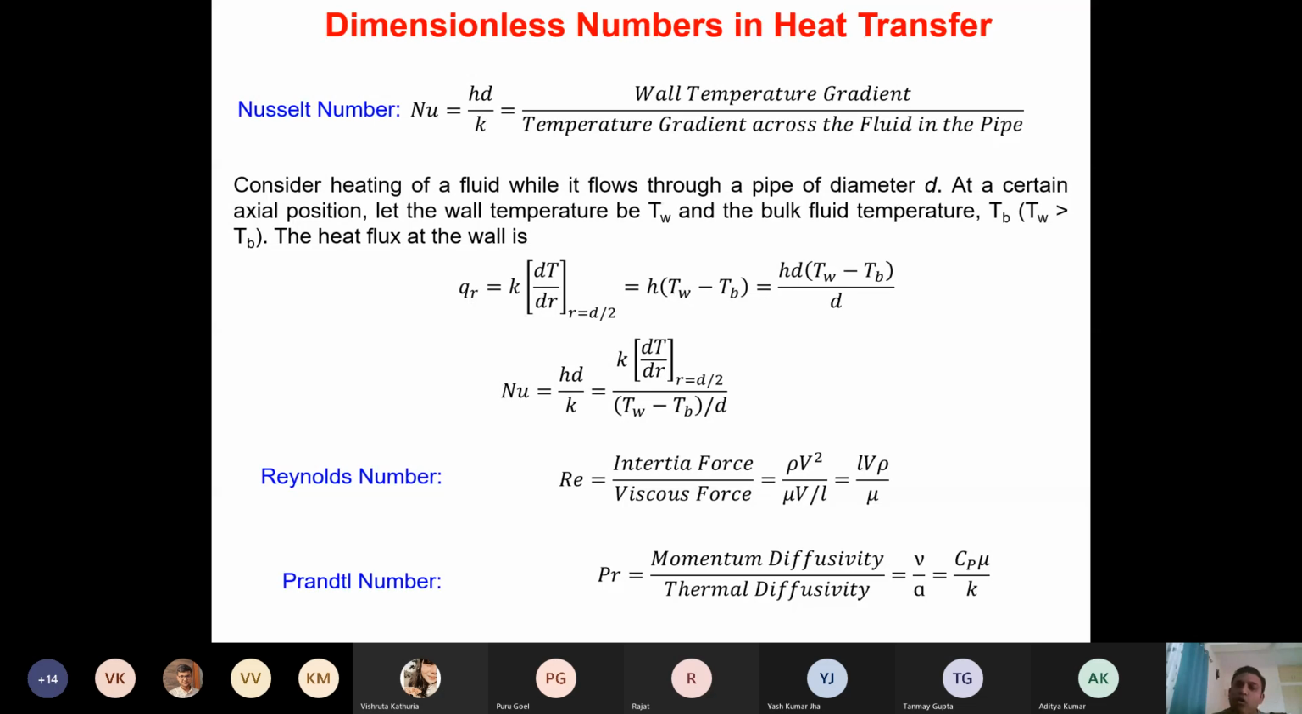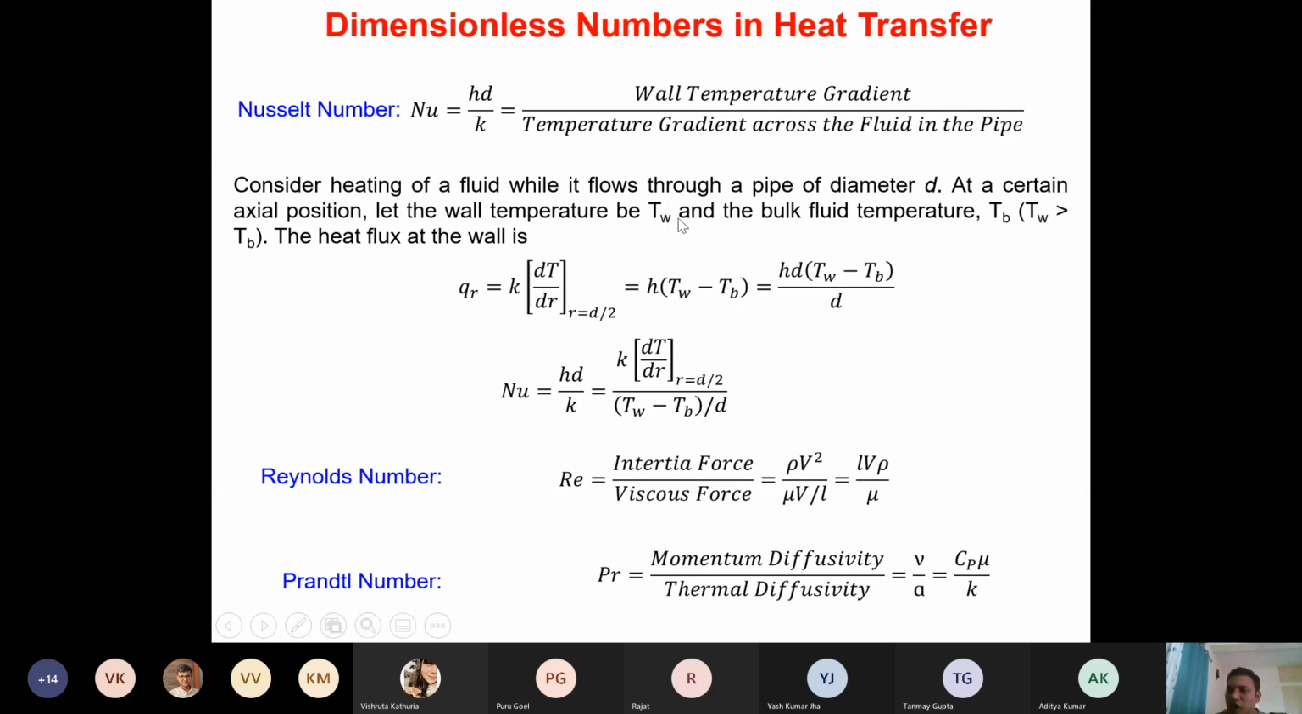So let us look at how we arrive at this definition here. Consider the heating of a fluid while it flows through a pipe of diameter D. The fluid is flowing in the pipe, and it is heated by the wall of the pipe, which at a certain axial position is at the temperature TW.